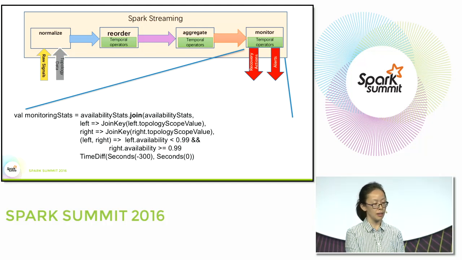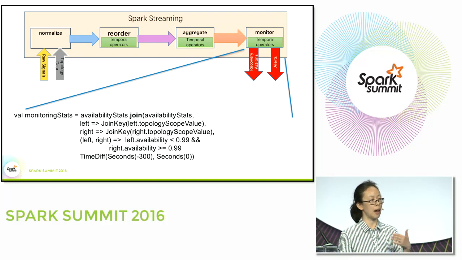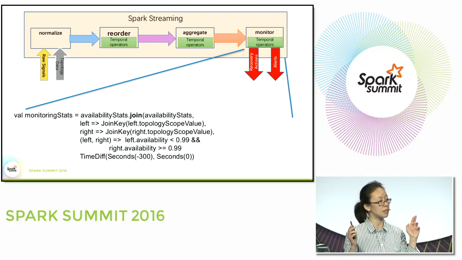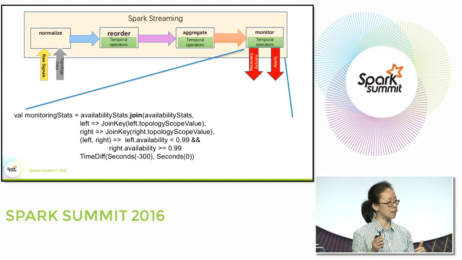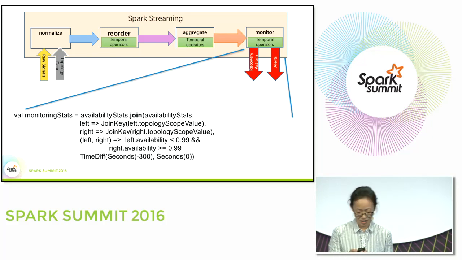So we model it as a self-join, and then we specify the join key for the left and the right. They are both topology scope values. And then we will say on the left side, the availability is below the threshold, below 99%, and on the right side, the availability is greater than the threshold. So when you are not under alarm, when the system was healthy before, and now you are in a bad state, generate an alarm. Otherwise, if the system is already in a bad state and you are rediscovering that you are in a bad state again, don't generate the events.